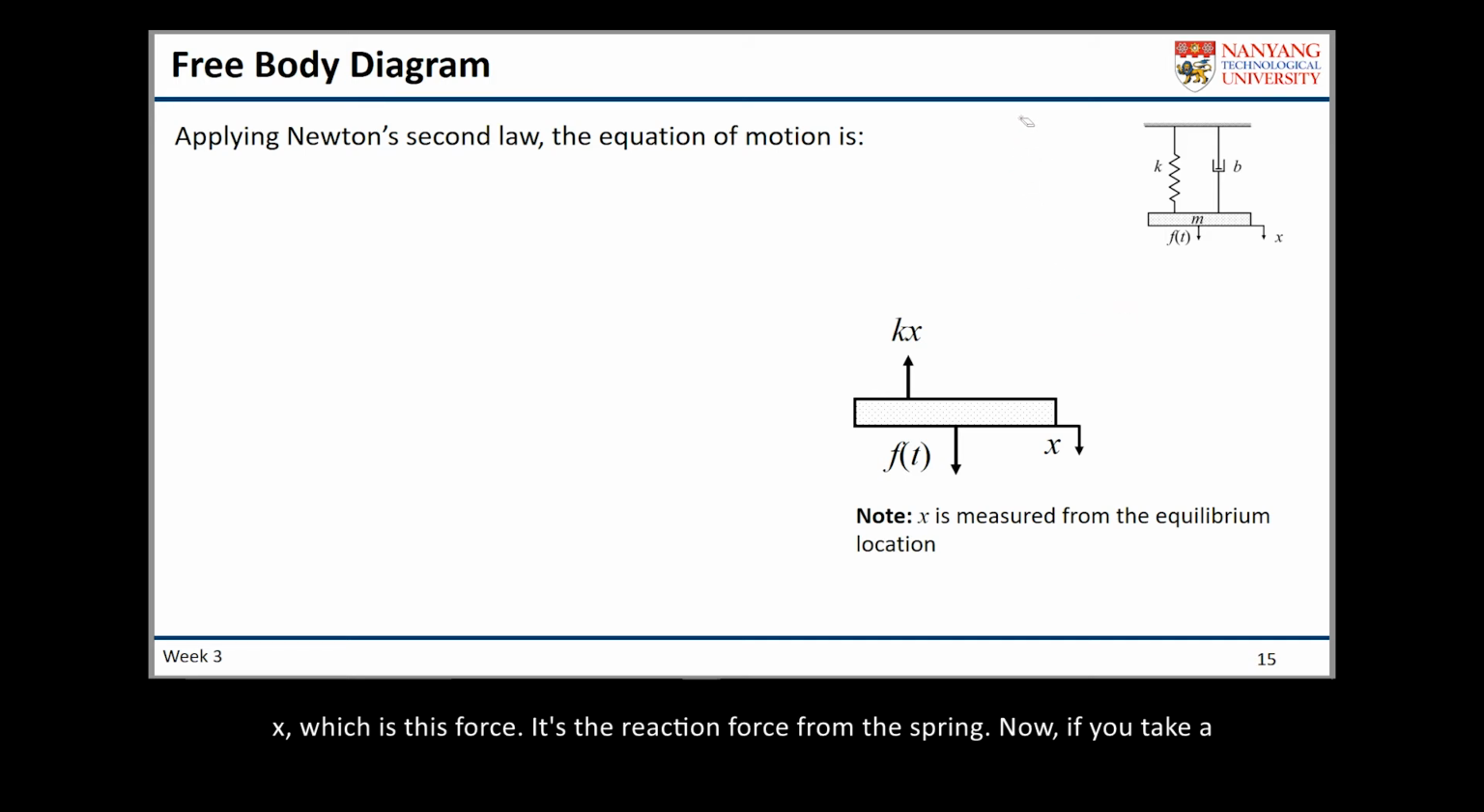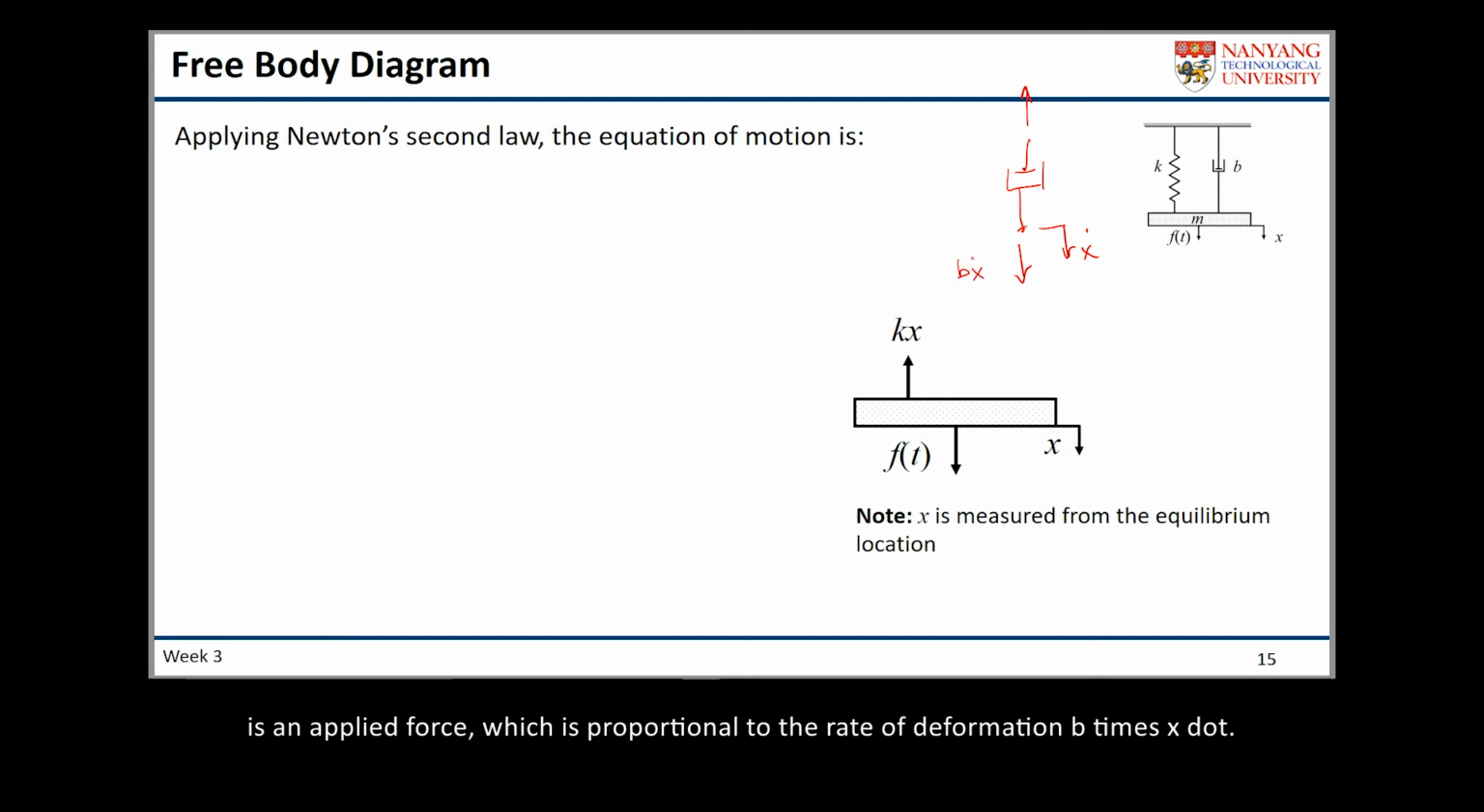Now, if you take a look at the damper, it's also the same. The mass is moving down with the speed of x dot. That means to the damper, there is an applied force which is proportional to the rate of deformation, b times x dot.